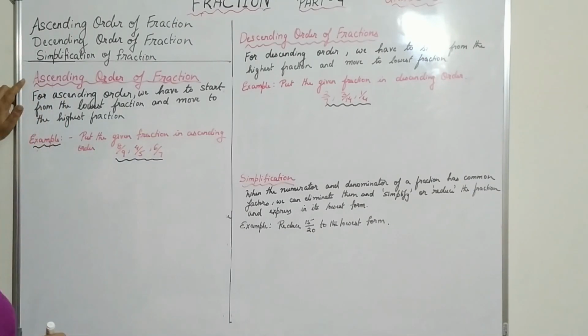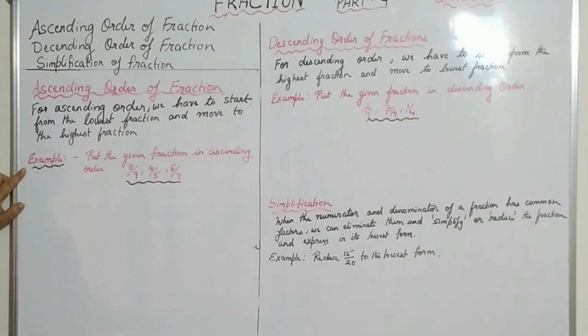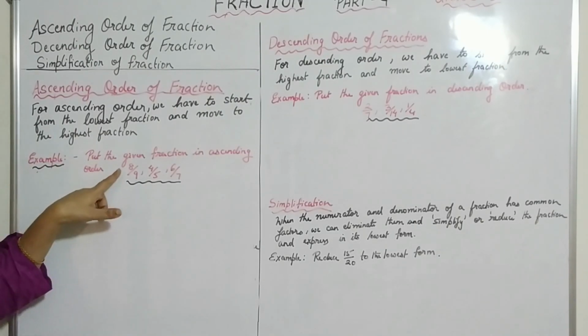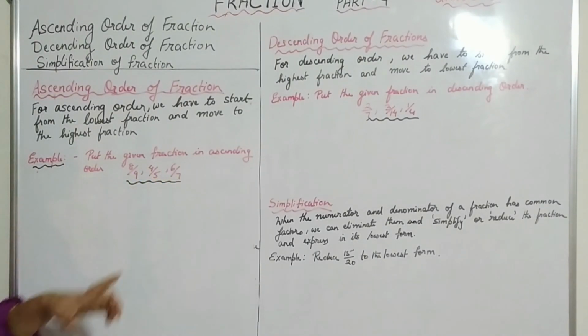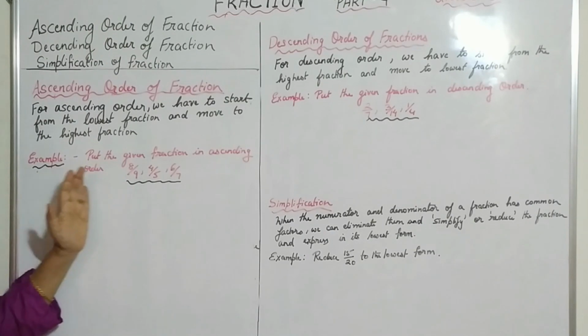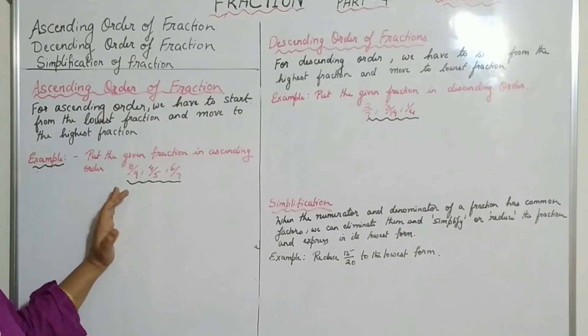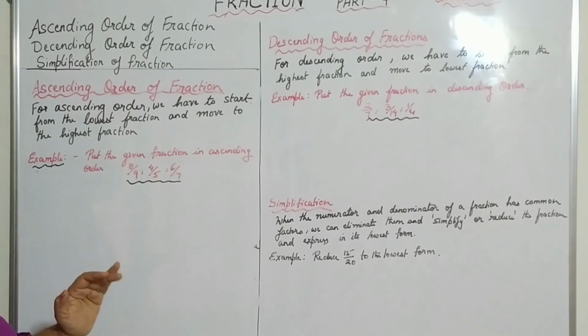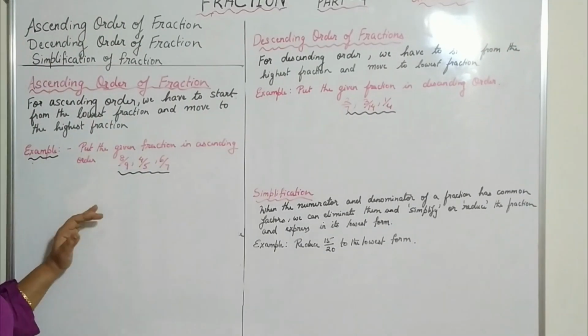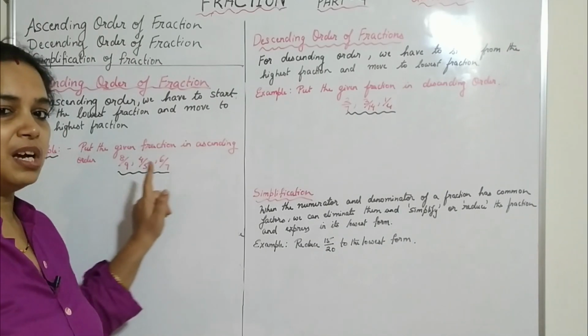For ascending order of fractions, we have to start from the lowest fraction and move on to the highest fraction. Here is one example for you. You have to put the given fractions in ascending order. The fractions are 8 by 9, 4 by 5, 6 by 7. These are unlike fractions, and we have to arrange them in ascending order, that means from the lowest to the highest.